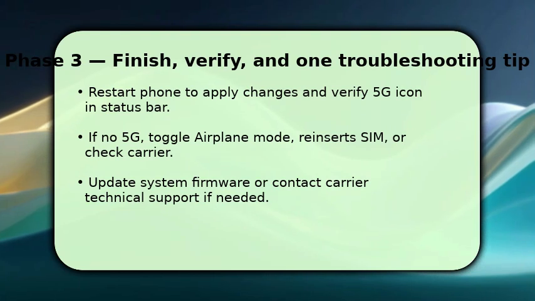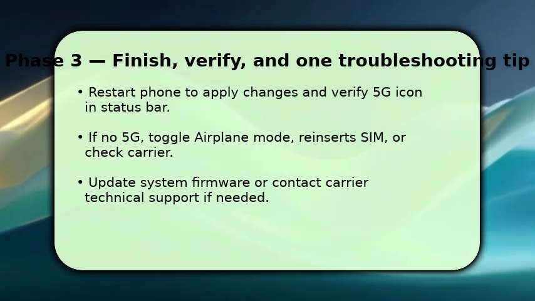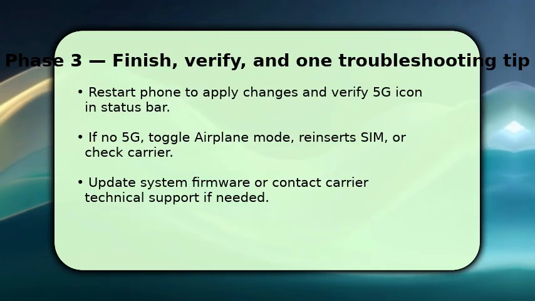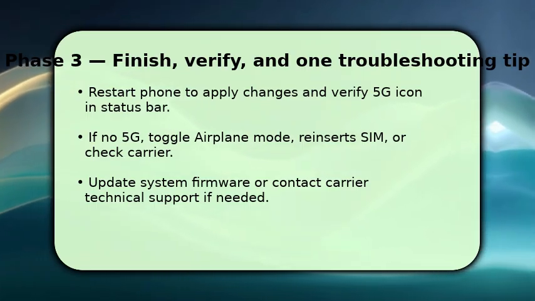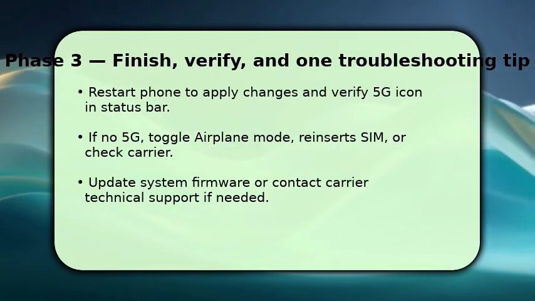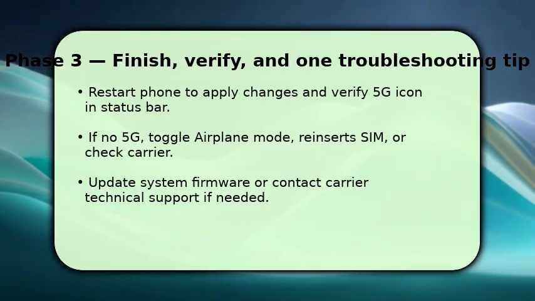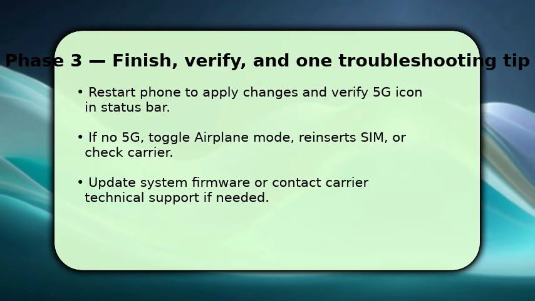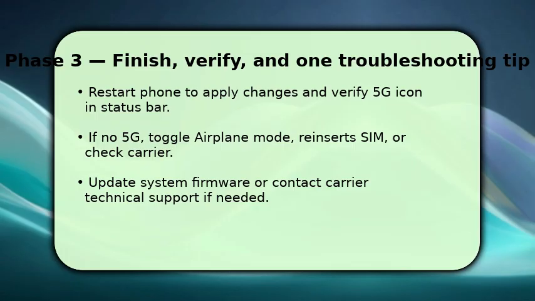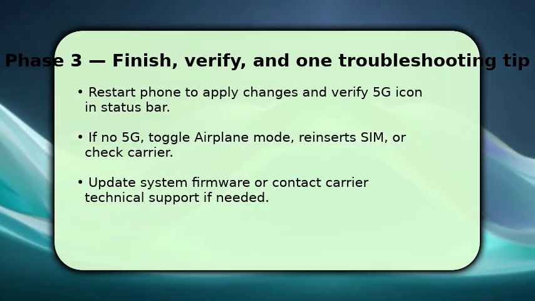Finish by restarting the phone so the modem reboots with the new preference. Once it boots, check the status bar for a 5G indicator. If you don't see 5G, toggle airplane mode on then off, and if that fails, power down and reset the SIM. Sometimes the SIM profile must refresh. Make sure system firmware and carrier settings are updated, and if problems persist, contact your carrier. Often they must enable 5G on your account or provision a compatible SIM.